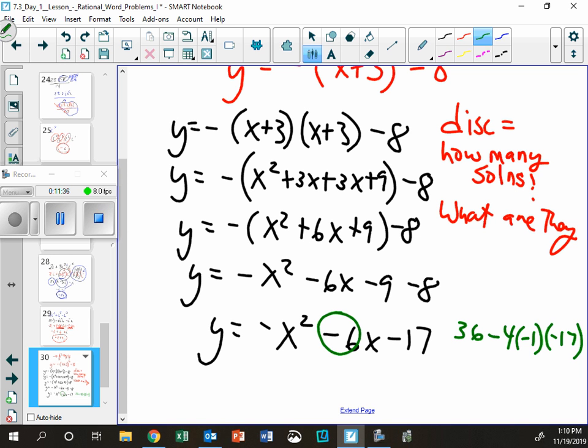Do I square root it? No. Don't square root it. Several people did that on the test. If you square root the discriminant, I can't give you the credit for it. It's just b squared minus 4ac. So there are 3 negatives in there, so it's 36 minus 4 times 17. I can do that in my head. 4 times the 10 is 40. 4 times the 7 is 28. 40 and 28 makes 68.